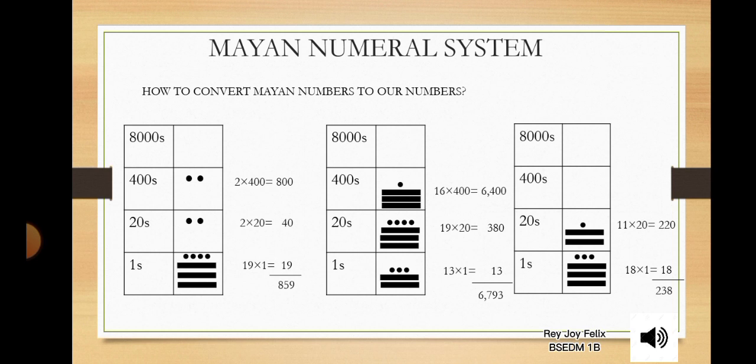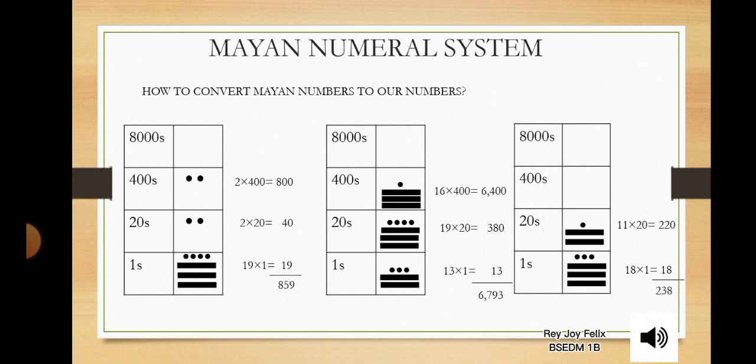Let's add. 800 plus 40 plus 19 equals 859. So the result is 859 in our numbers. Next example. 3 bars is 15 plus 1 dot is 1 is equals to 16. So 16 times 400 is equals to 6,400.